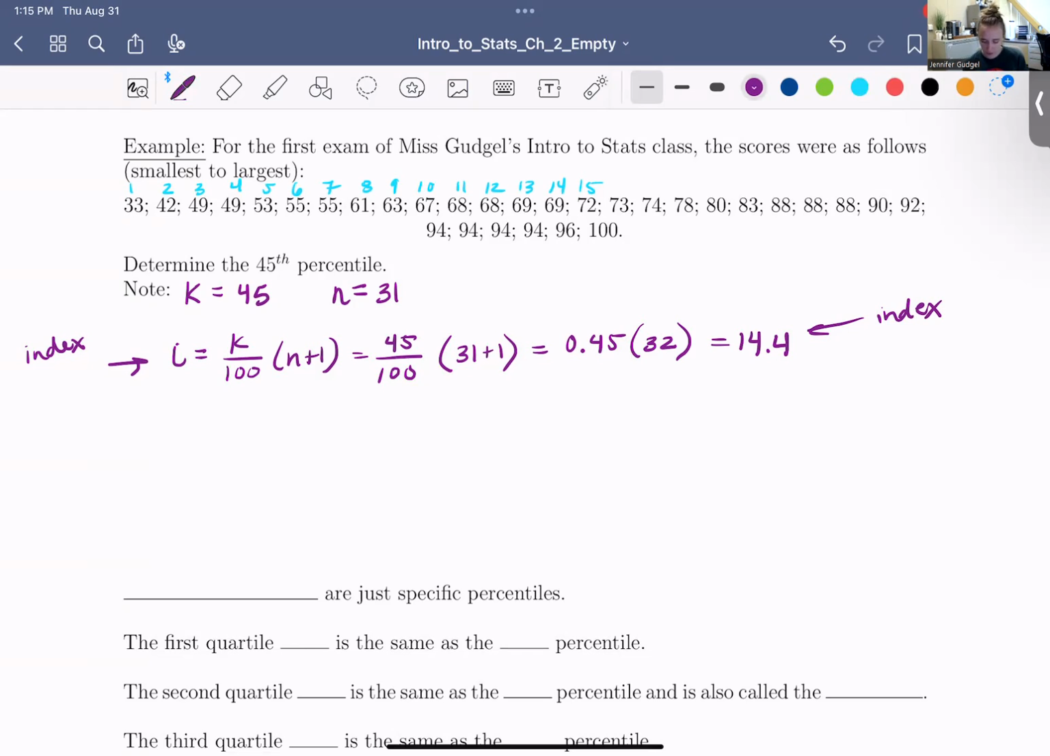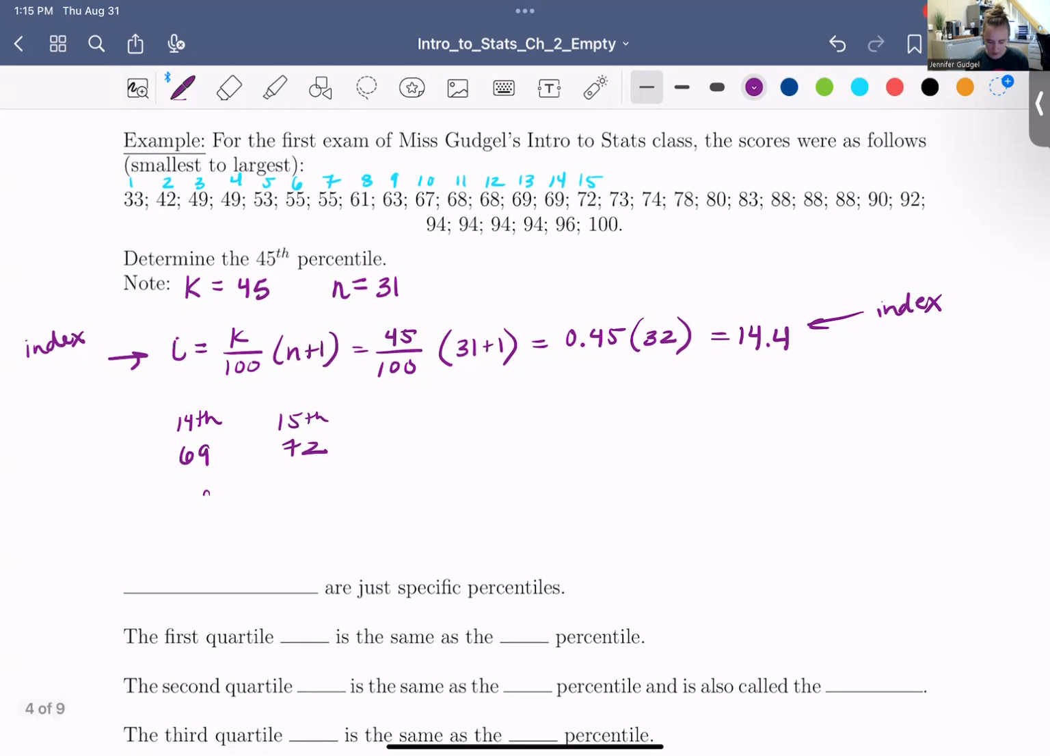So we take the 14th spot, which is 69, and the 15th spot, which was 72, and we have to average these two values, right? That's how we're going to get our percentile. We need to average these two. So remember, to average, you add them together and you divide by how many there were. Since there were only two pieces we're adding together, we divide by 2. So 69 plus 72 divided by 2, 70.5.